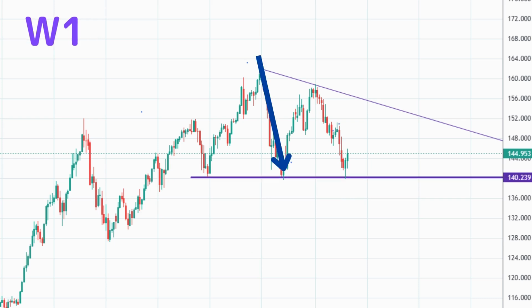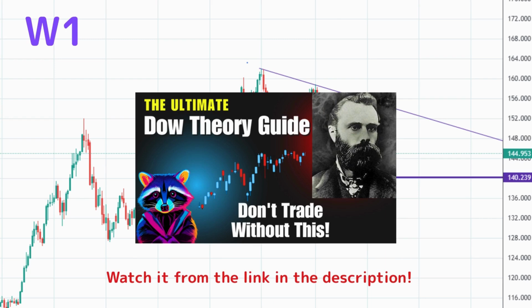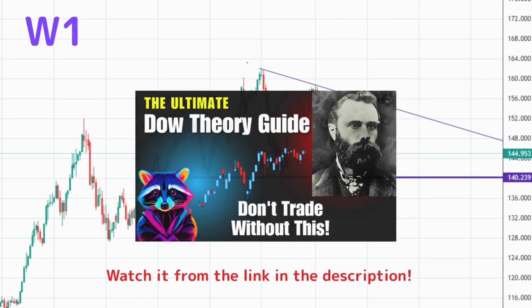However, because the pullback has been deep and the price failed to break the previous high, we can say that selling pressure is starting to build. In other words, the market direction on the weekly time frame is becoming less clear. If you want to understand Dow Theory in more detail, I highly recommend checking out the other video where I break it down step by step. It's essential knowledge for trading.